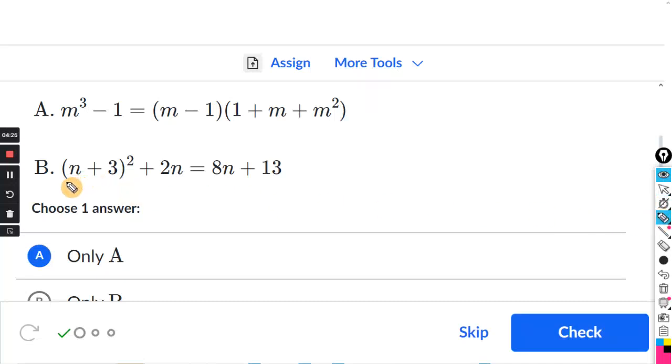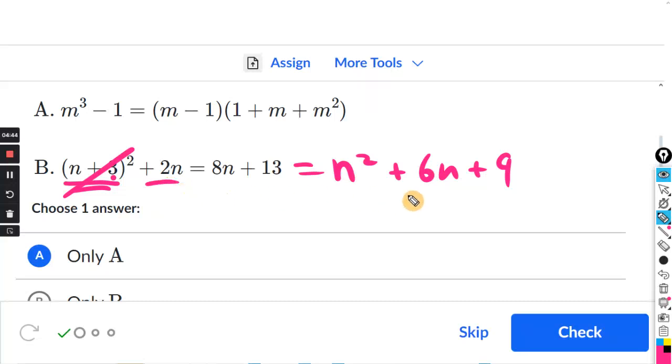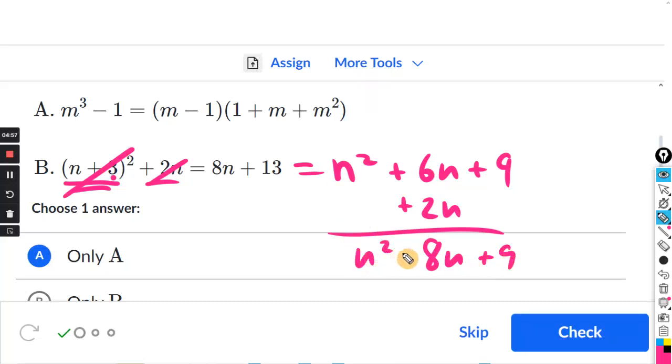If you want to just double check the other one, right here, if I unpack this, the first term would be n times n or n squared. The inner and outer would be positive 3n and positive 3n, that's 6n. And the last term would be 3 times 3, which is 9. Plus 2n. Are they equal? Well, we have the 8n, plus 9, and n squared. But that's not what we have here, so these are not equal. So it's only A.